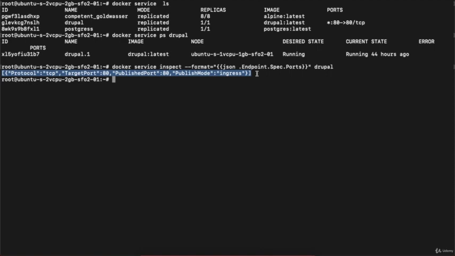So this is the answer to the question which we raised in the last lecture. We were able to access our service on each of the nodes which are part of the Docker swarm, although my Drupal service is running on a single node in this swarm, right? So the routing mesh mechanism is responsible for this kind of flexibility, right? If your service is running on any node, you don't need to worry about anything. You just need to hit a particular DNS or a particular IP to access your services, right?